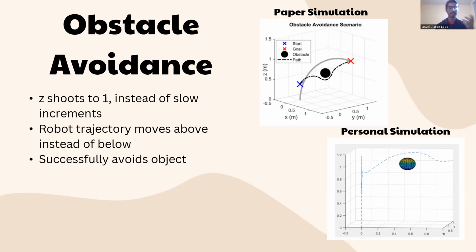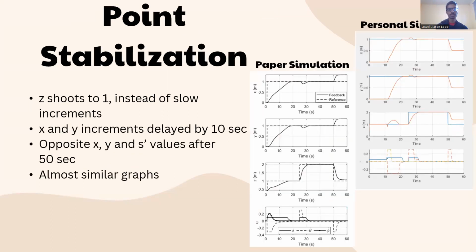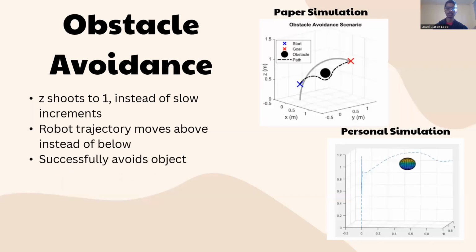But in our personal simulation, again, we see that the Z value shoots up to 1 almost immediately, and there are no slow increments. The robot trajectory actually goes from above instead of going below. If you remember from the previous simulation, even there, the trajectory taken in our personal simulation is the opposite. So there must be some difference in the algorithmic design that makes the robot's trajectory the opposite. But all in all, the design successfully avoids the object.